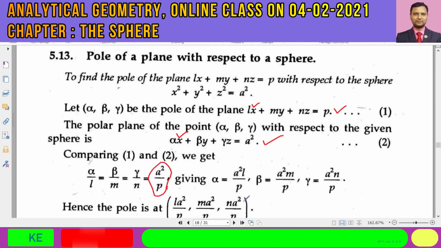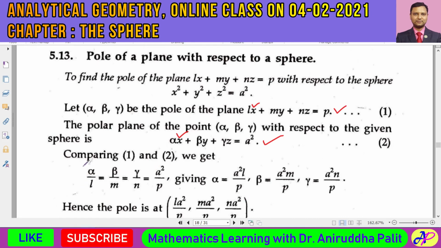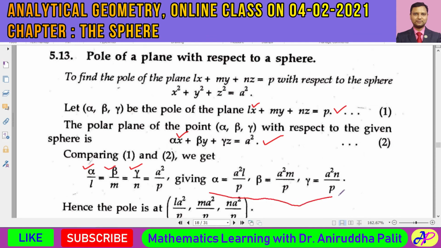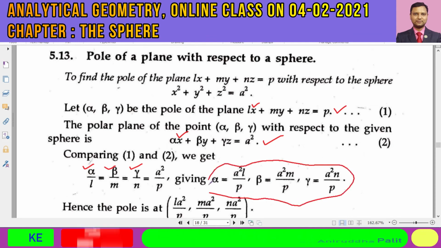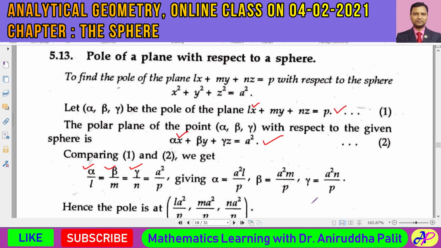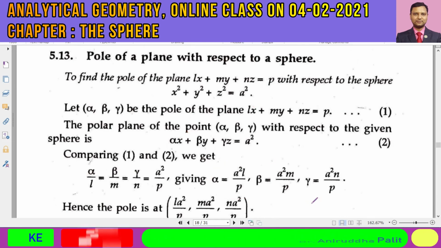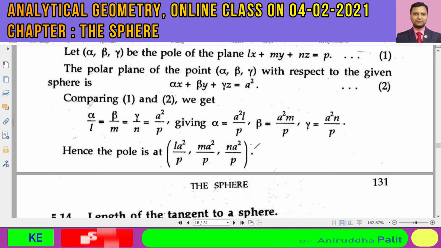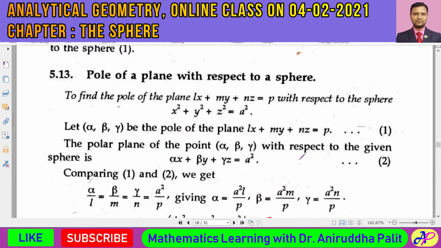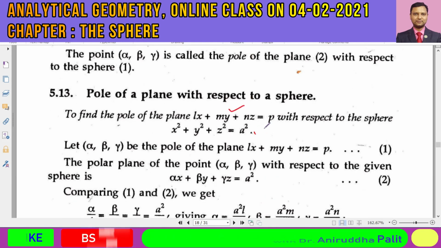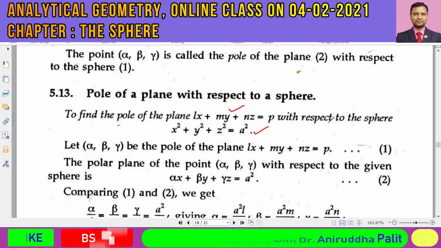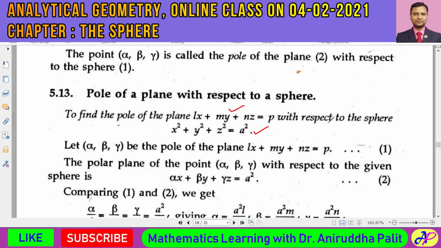So if we compute the value of alpha, beta, and gamma, these would be the three values of alpha, beta, and gamma. And from these three values, we can say that alpha, beta, gamma, this point, is the pole of the given plane with respect to this sphere. So in this way, we can find out the pole of a given plane with respect to a particular sphere.